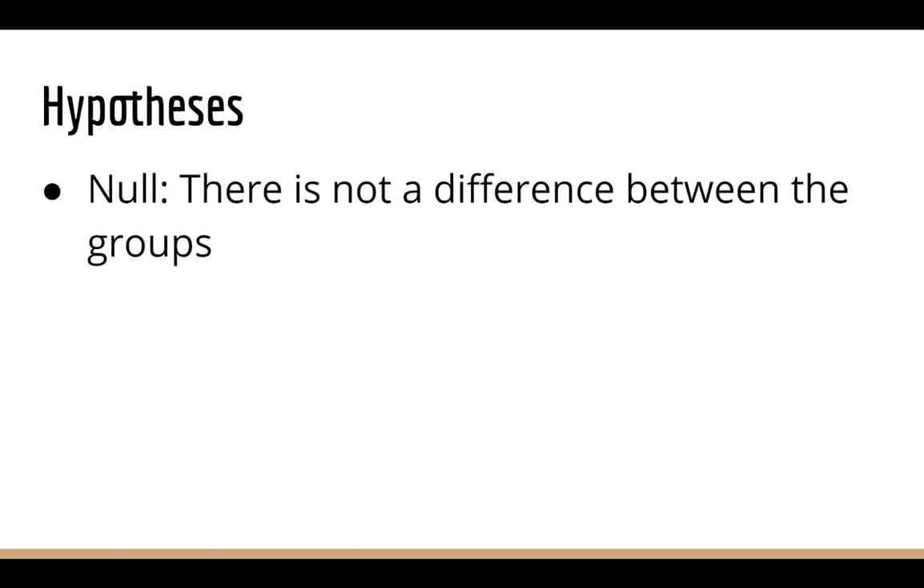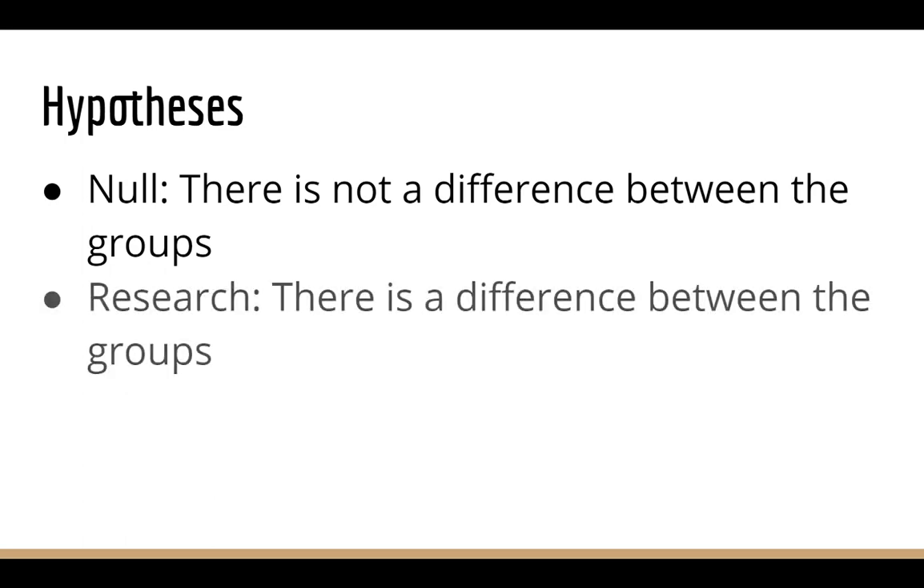So, hypotheses. What are the hypotheses that go with a one-way ANOVA? Well, the null, as always, is that there's just no difference between the groups. All of my groups are going to essentially be equal. For the research hypothesis, there is a difference between groups. Again, we cannot have a directional hypothesis or a one-tailed test with an ANOVA. We just have to say there will be a difference.